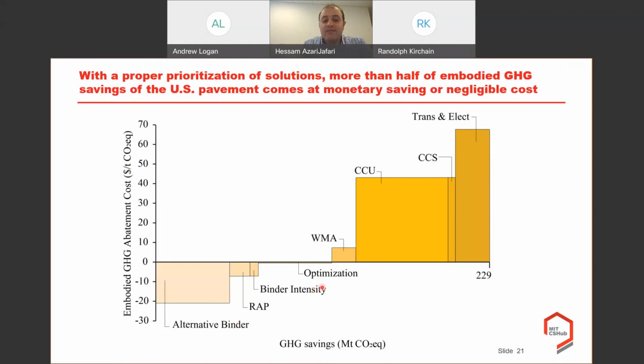The other important observation that we can have here is that alternative binders, RAP, binder intensity, and optimization will not only save CO2, but also save project money for us. In other words, it's like a double win, both from the economic and environmental aspect, which will be around 52% of the total expected savings from all these solutions. Therefore, we can go up to half of the way without even spending a dime, or even we can save some money for different locations, but we just need to change our insights related to the design and the incorporation of the materials and loosen the standards, or develop new standards for these materials and move toward performance-based specifications.